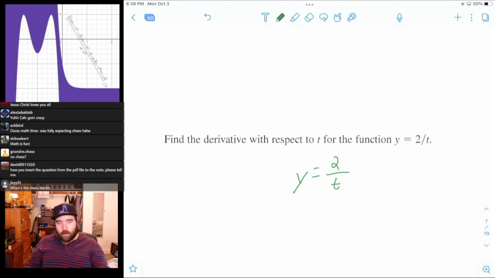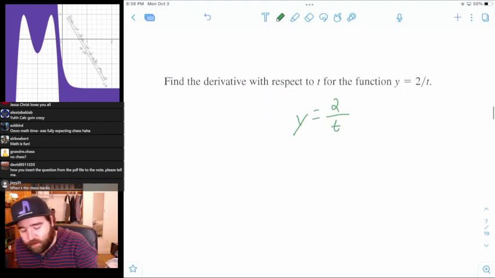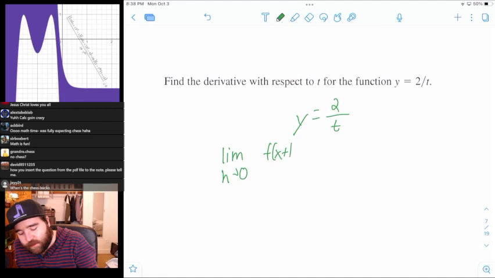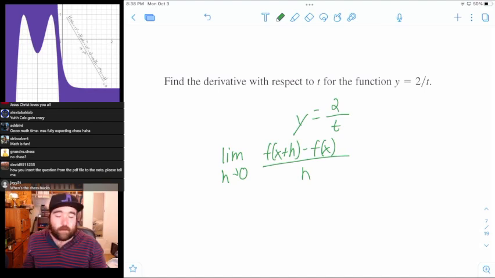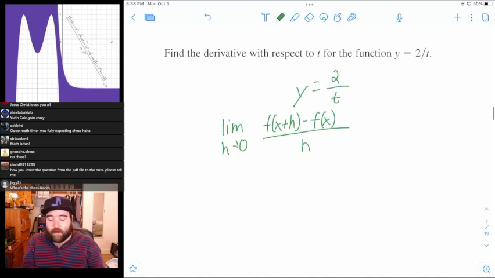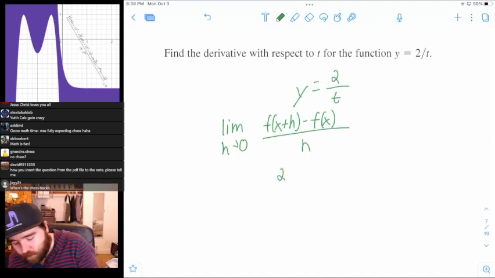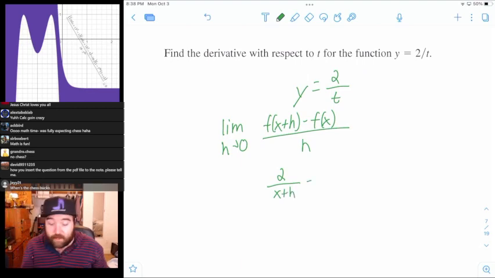And then, well, let's just do the same thing. So again, let's write it down. What is the formula for the derivative? The limit as h approaches 0 of f of x plus h minus f of x over h. And then we're just going to plug everything into that and then just do our best to not mess up the algebra. So f of x plus h, 2 over x plus h, minus f of x.